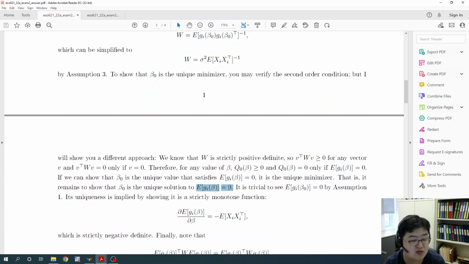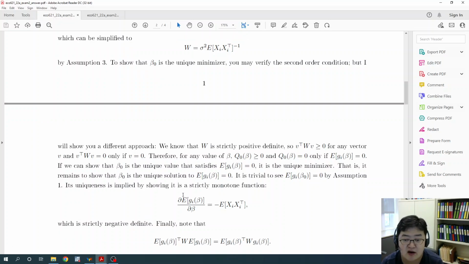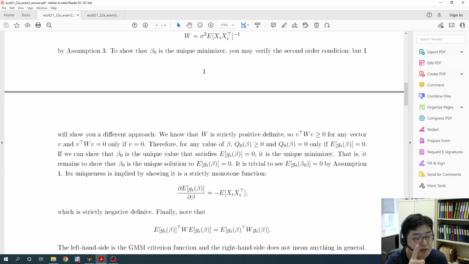Equals 0 is trivial, but its uniqueness will again be implied by another derivative. The moment function is strictly decreasing, because you can show the derivative is negative definite, strictly negative definite. So it is strictly monotone. There is only one point that satisfies 0, because the function is always decreasing.